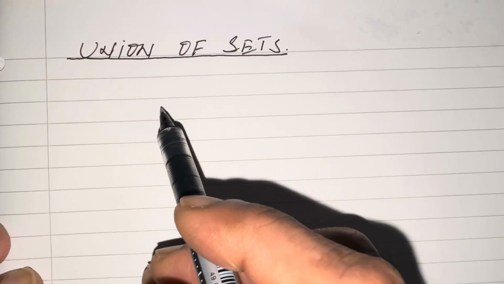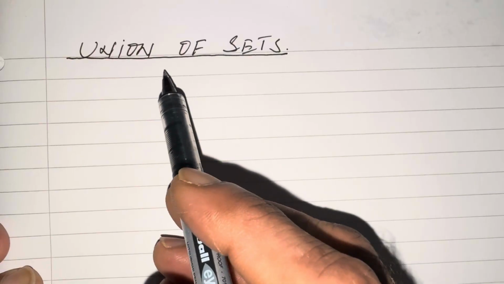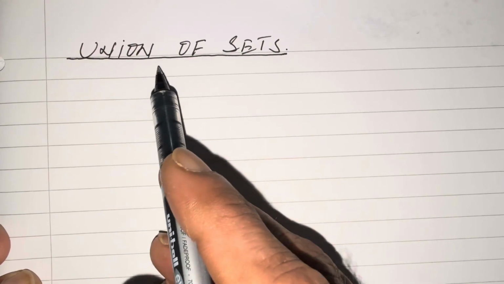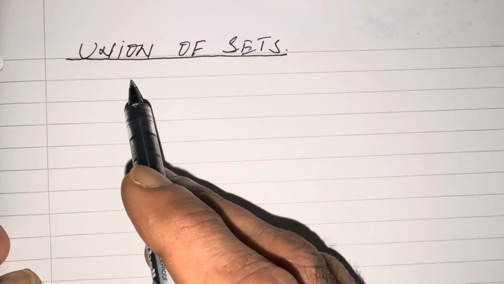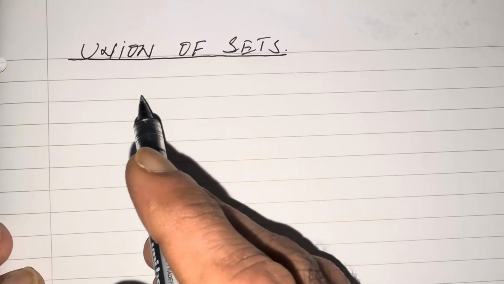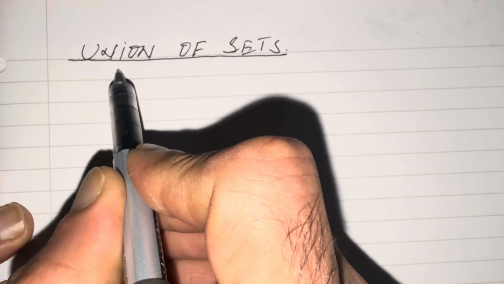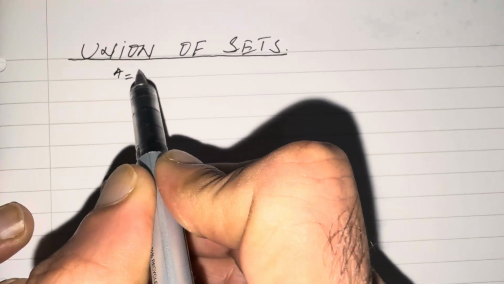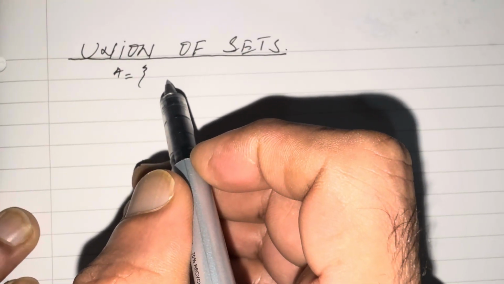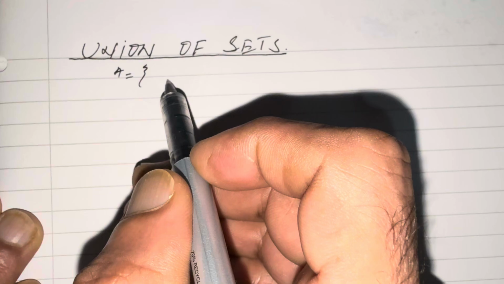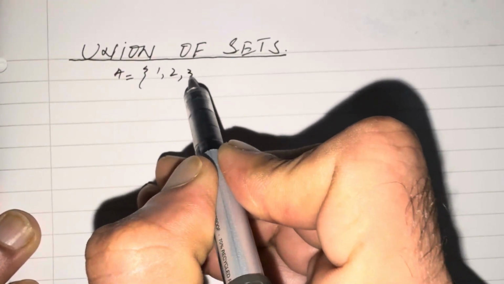So in our today's video we are going to learn about the union of two sets. Union of two sets means that we are going to take two sets. Let's suppose that one set is A, that we can say that the set A is equal to {1, 2, 3, 4}.